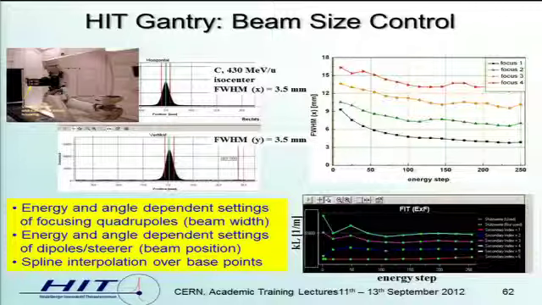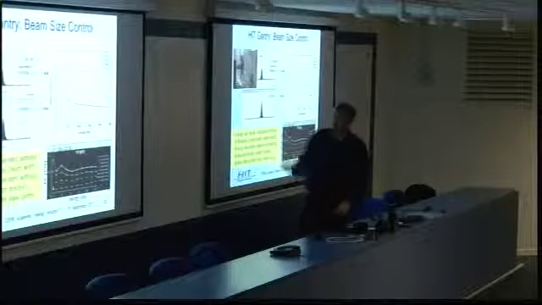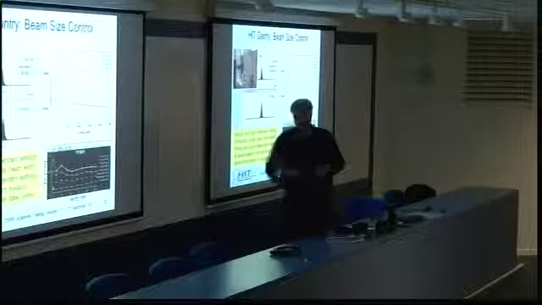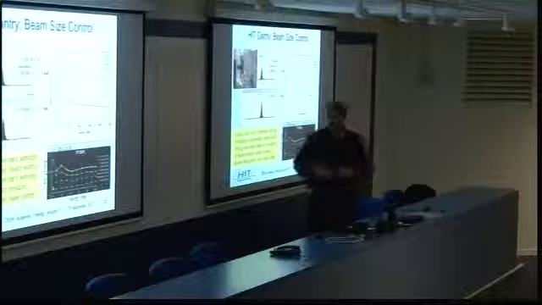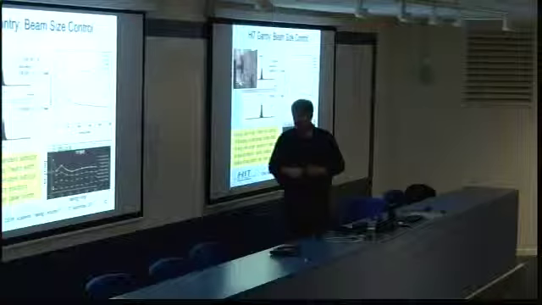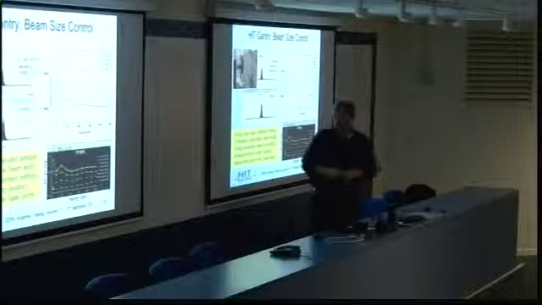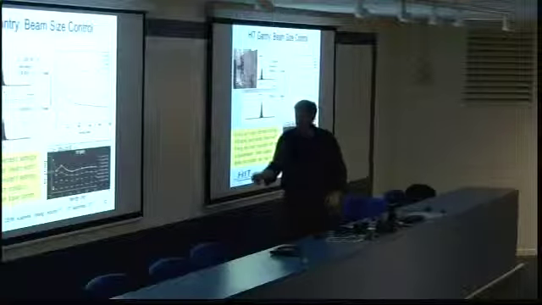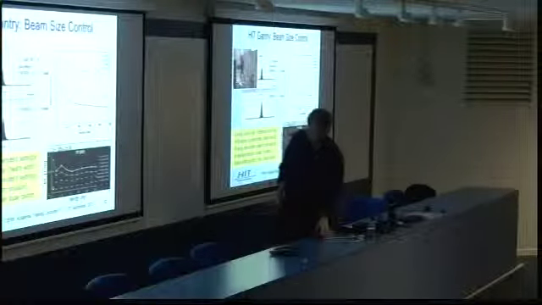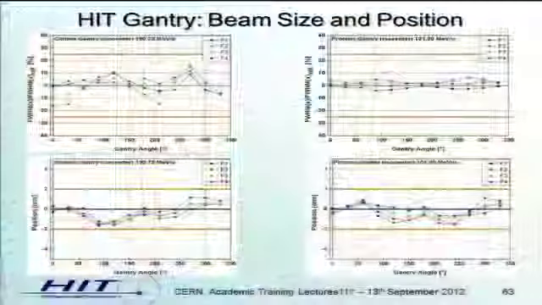We measure that with a scintillating screen target here, which is fixed to the nozzle for this tuning in the machine, where we can see in 2 dimensions the beam. And then we find energy and angle dependent settings for the focusing quadrupoles. And well, we cannot do that for any angle, so the values are stored for 36 angles, so every 10 degrees. So we normally tune in the machine for 4 angles or 8 angles. The rest is done by spline interpolation over the base points, and then you get these fit curves.